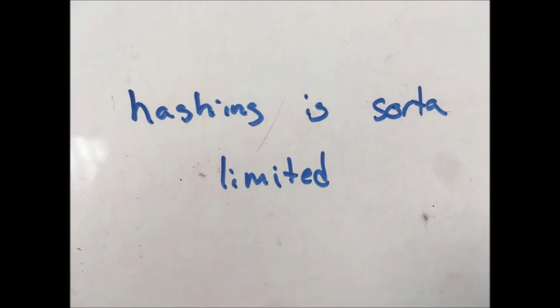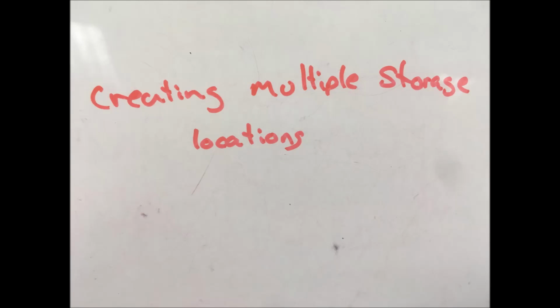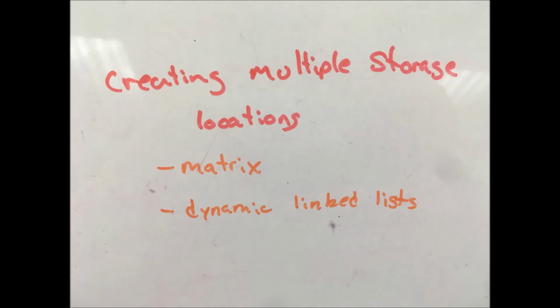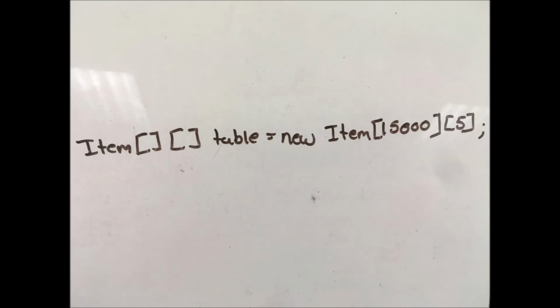If the number of items is unknown or varies greatly, hashing is inappropriate. There are 2 methods of creating multiple storage locations for the same address in the hash table. One solution involves a matrix, while the other uses dynamic linked lists. To implement a hash table as a matrix, an estimate of the maximum number of collisions at any one address must be made. The second dimension is sized accordingly.